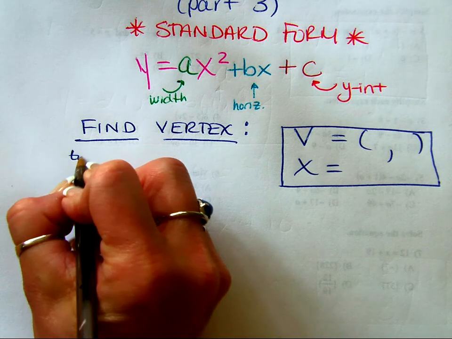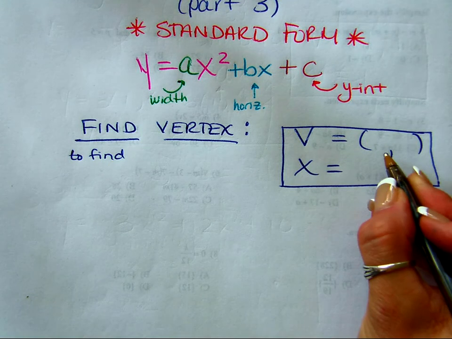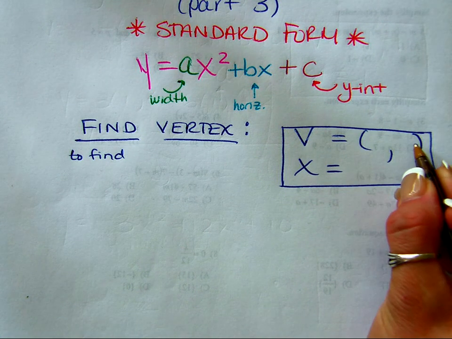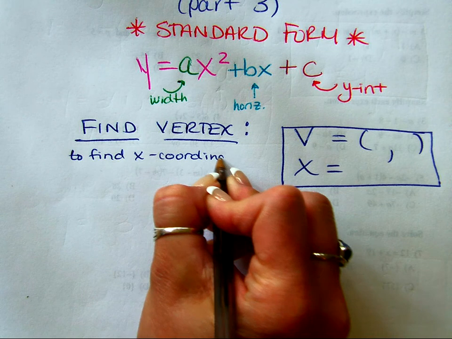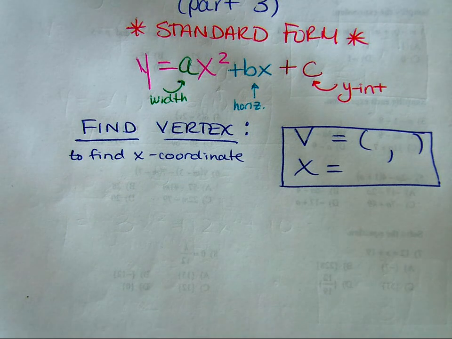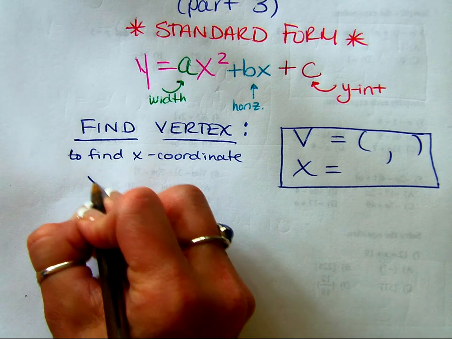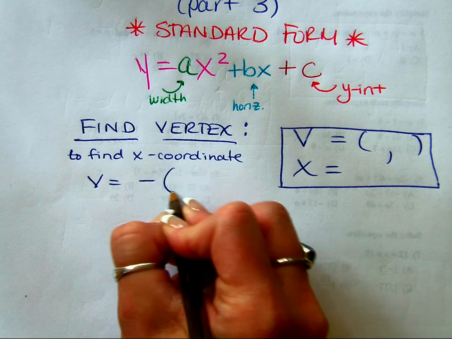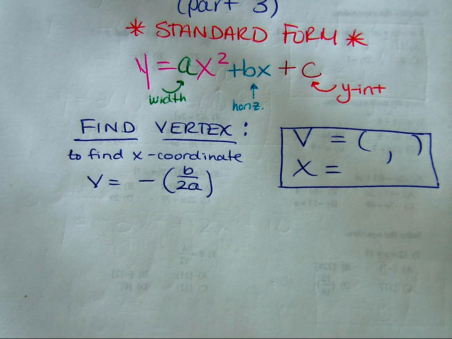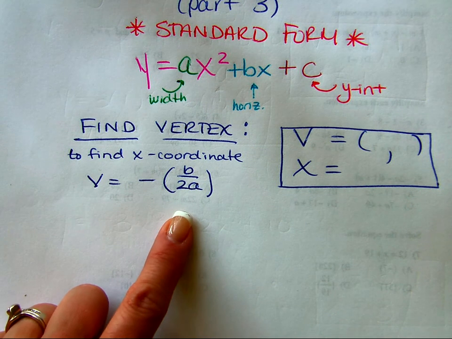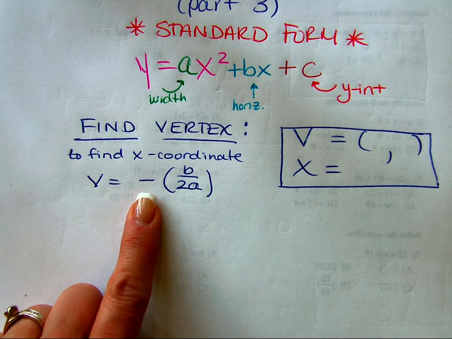Okay, because the vertex consists of an x value and a y value, right? So to find the x coordinate in the vertex, you're going to use this formula: the opposite of b over 2a. It's just a little something you're going to have to keep in your mind. The opposite of b over 2a. This means find out what b over 2a is and then take the opposite of it.